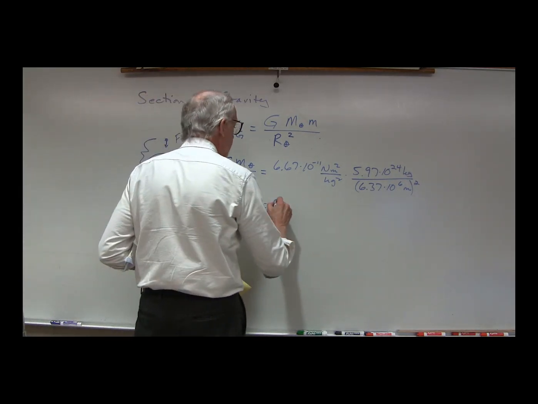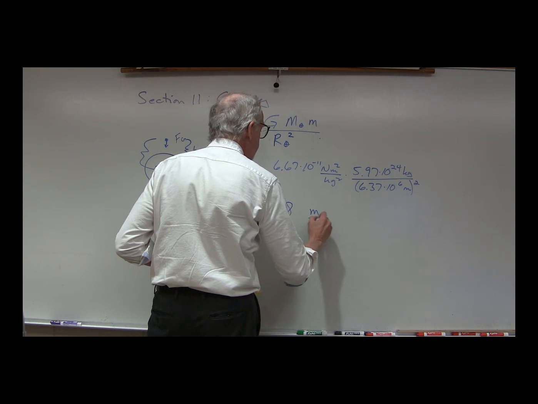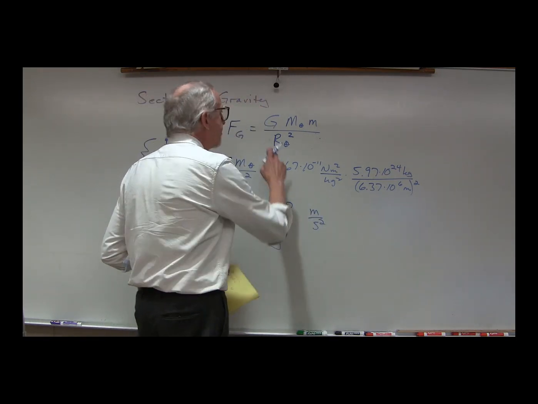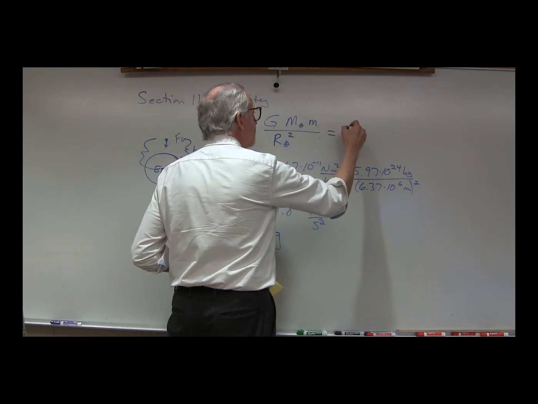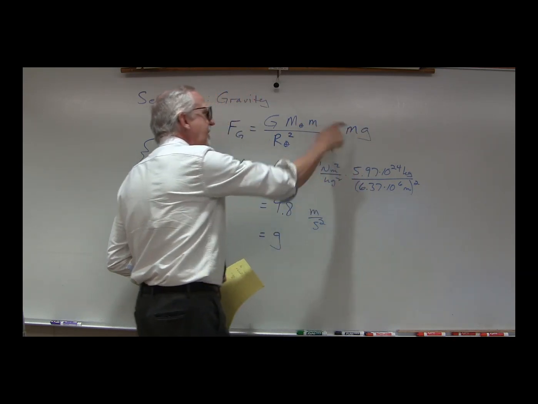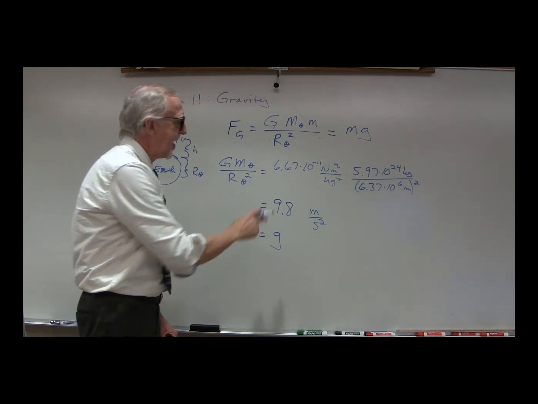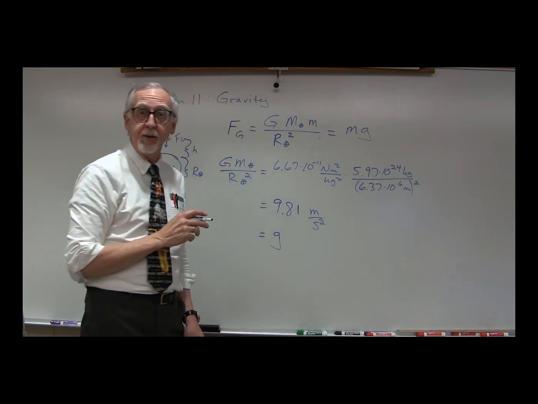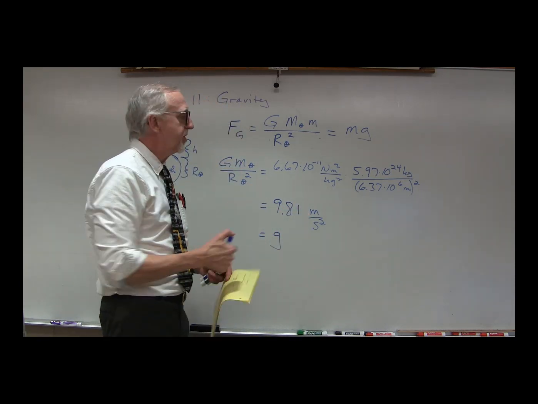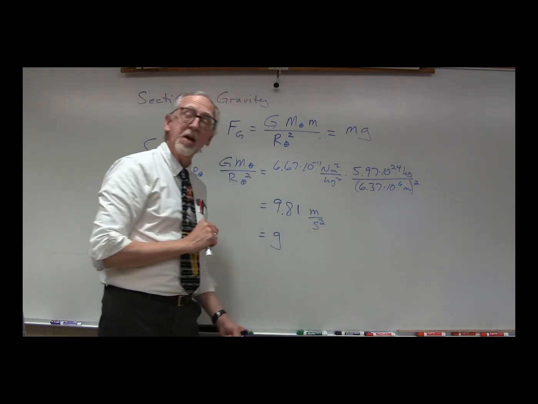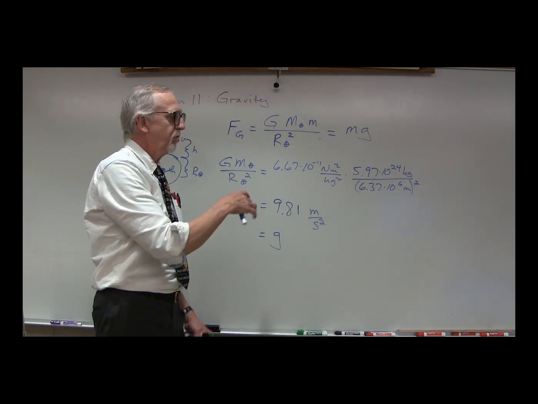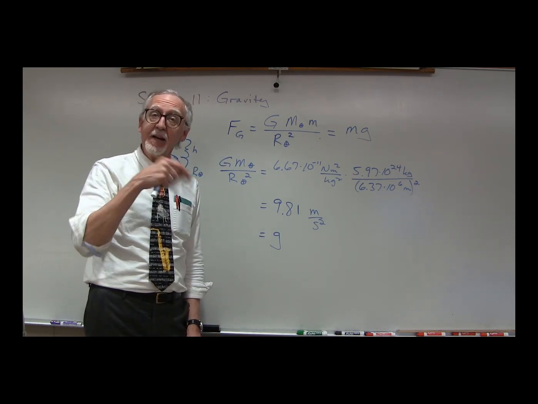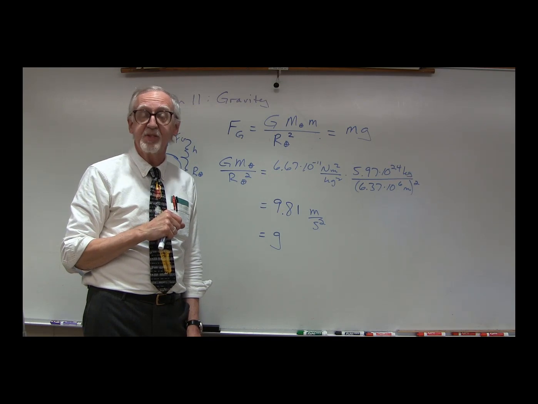The answer is 9.8 meters per second squared. It's little g. So this force of gravity is the mass of the object times little g. Now, the fact is that if we keep 3 sig figs, it actually comes out to be 9.81. And because of the variation in the radius of the Earth, also different mass distributions, also the fact that the Earth is actually rotating, that changes the acceleration of objects down toward the center of the Earth.